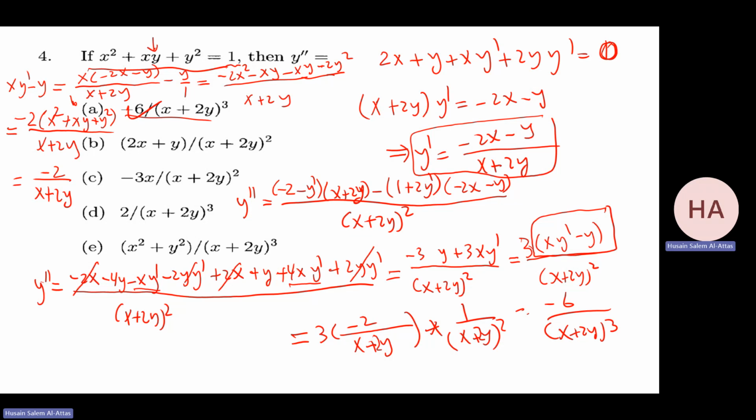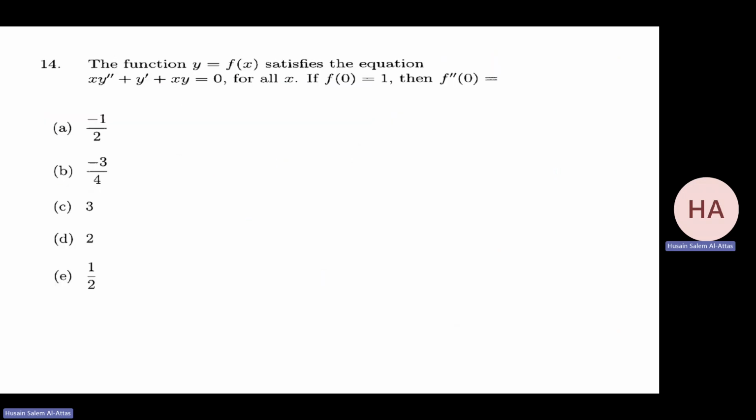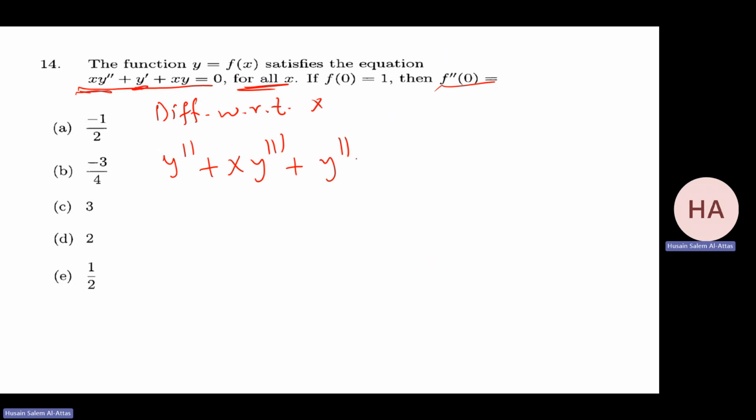Calculation, but complicated ones. The function y satisfies the equation for all x. f of 0 equals 1, find f double prime at 0. You notice one thing, if I differentiate with respect to x, now here's the trick. That will give me what? y double prime plus x y triple prime plus y double prime, plus y plus xy prime. That will be equal to 0.